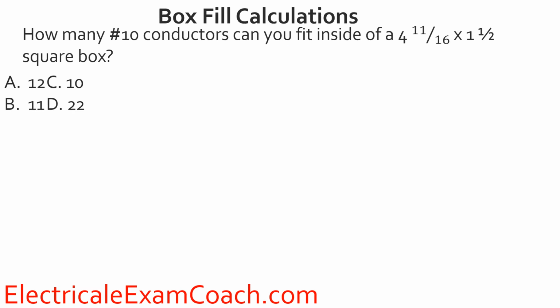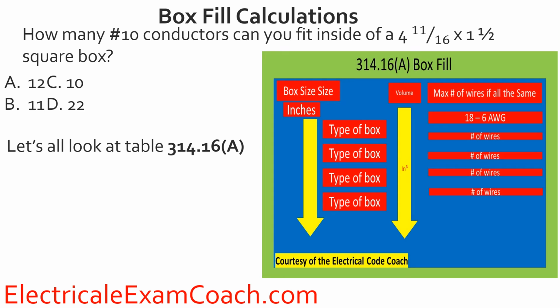How many number 10 conductors can you fit inside of a 4 11/16 by 1.5 inch square box? It's the same process, just looking at it differently. We're going to go ahead and come to our table, 314.16(A). We're going to find our gauge conductor. We're going to come down and find our box, make sure we cross back over, and we find that we can fit 11 inside of this box.